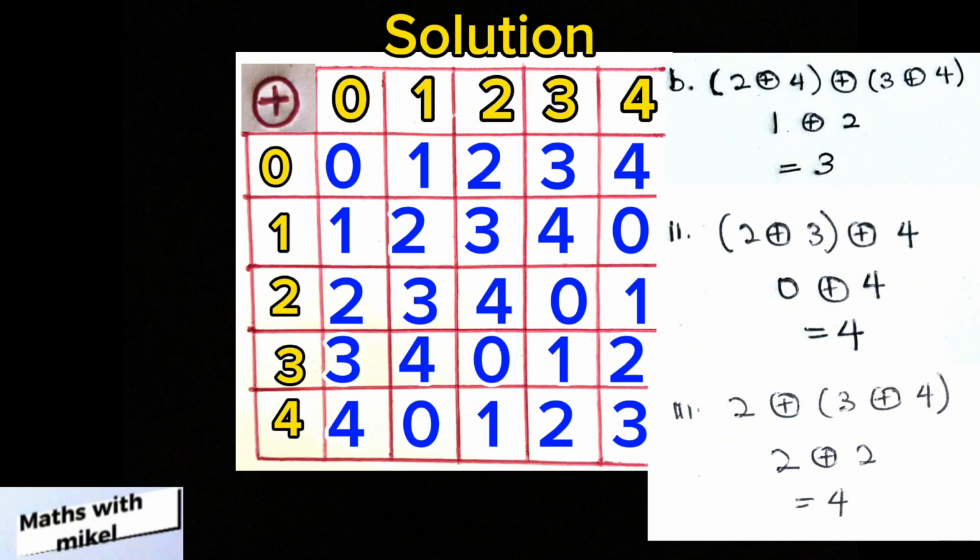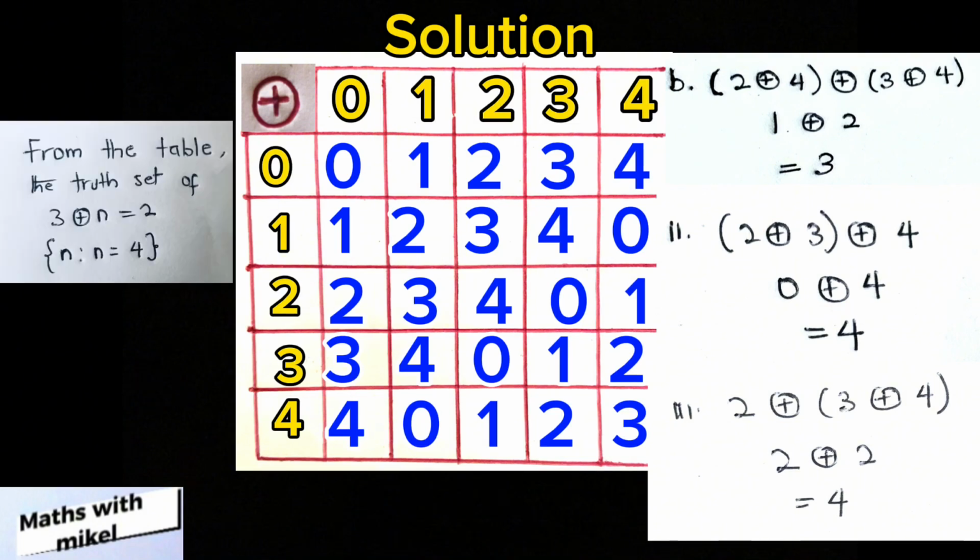So the last part, which is the B, we are asked to find from the table the truth set of 3 plus n is equal to 2. So basically they are asking us to find 3 plus what will give us 2 from the table. So from the table, we realize that 3 plus 4 will give us 2. So the truth set becomes n is equal to 4. And that answers the B part of the question.